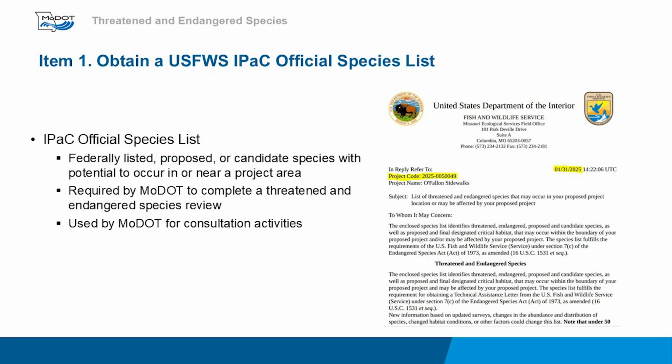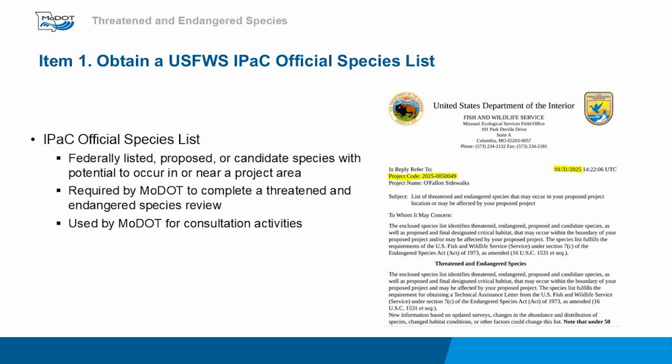The first step listed in MoDOT's Threatened and Endangered Species Submittal Checklist is to obtain a U.S. Fish and Wildlife Service IPAC official species list for your project area. The U.S. Fish and Wildlife Service's IPAC is a digital planning tool that can be used to generate a list of federally listed, proposed species for listing, federal candidate species, and federally designated critical habitat that have potential to occur in or near a specified project area.